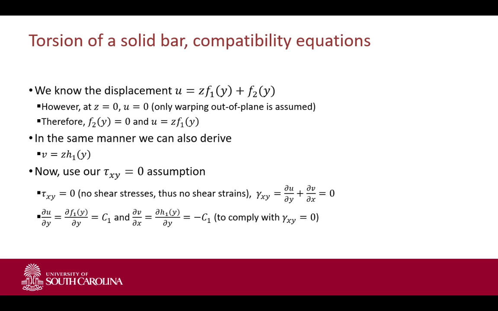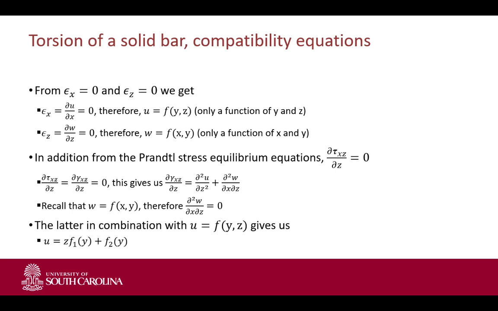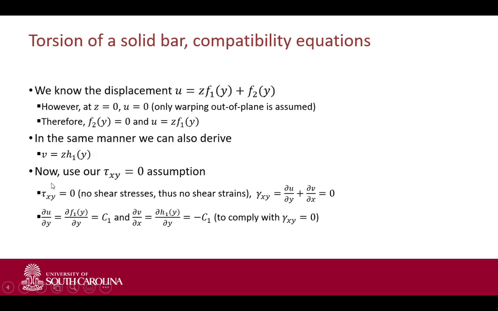So we can apply the same procedure to w, just picking up two different strains and the same tau xy and tau yz. So we can come up with the same thing for v, and we can also say that v is a function of z, but multiplied by a different function that's dependent on y.